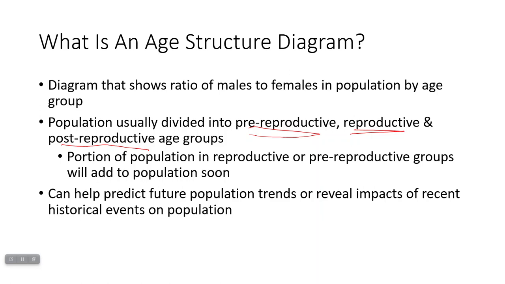Or it can reveal the impacts of historical events on a population. For example, if you see a large bulge in an age structure diagram, that could indicate a baby boom. If you see a large decrease in an age structure diagram, or kind of a pinched area, that could indicate something that caused a large amount of deaths. So, for example, in countries in Europe around World War II, you'll see a kind of pinched-in area with people of a certain age who died in the war. They're going to be a smaller portion of the population. And then after that, there was a baby boom, so you'd see them making up a larger portion of the population.